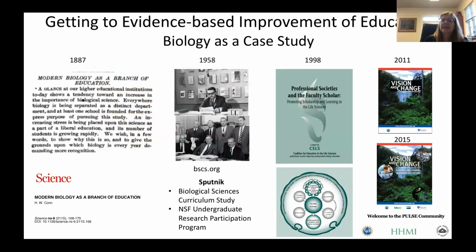So how did we get to this point? Lots and lots of reasons. And you can see so far, I've been trying to make a compelling case for why we want to improve STEM education. But what U-FERN is all about is using evidence to improve STEM education. And we're slowly getting to the point where we're making evidence-based improvements, but it's been a long time in coming. So I'm going to give a brief case study with biology.